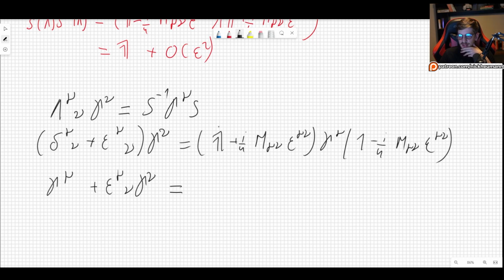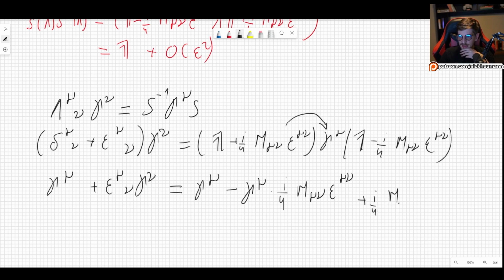So first we have identity times gamma mu times identity, which is simply gamma mu. Then we have plus gamma mu times this thing. So actually there's a minus sign. So gamma mu times i over 4 m mu nu epsilon mu nu. So that is the first part, and then we multiply this, so we get plus i over 4 m mu nu epsilon mu nu and gamma mu.